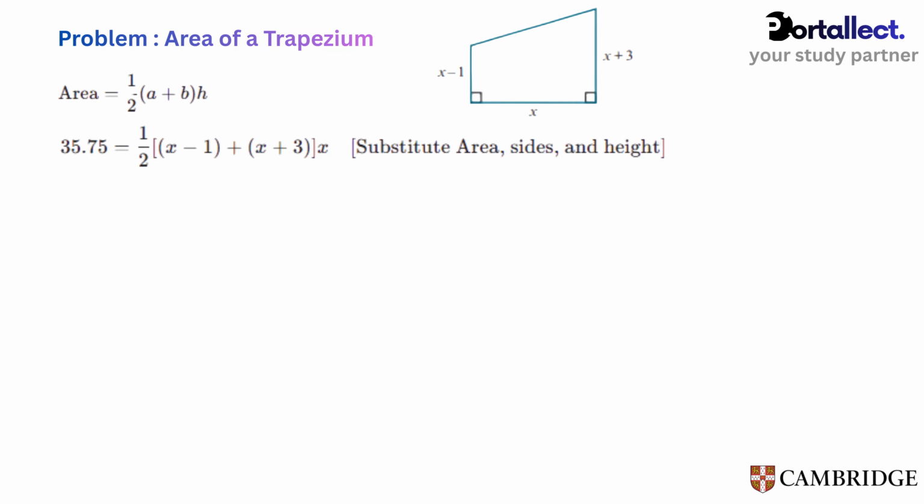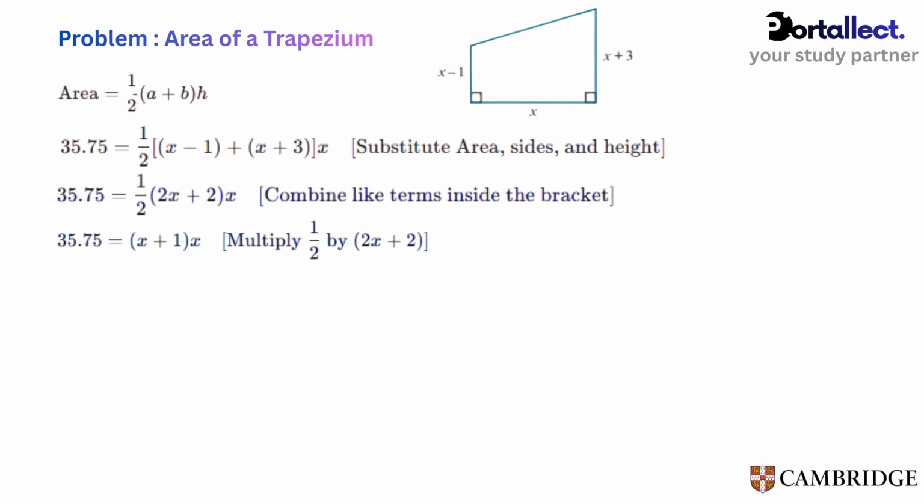Next, we simplify the terms inside the brackets. x plus x becomes 2x, and -1 plus 3 becomes +2. This gives us 35.75 equals 1/2 times the quantity 2x plus 2 times x. Now, we multiply the 1/2 through the bracket. Half of 2x is simply x, and half of 2 is 1. This leaves us with 35.75 equals the quantity x plus 1 times x.